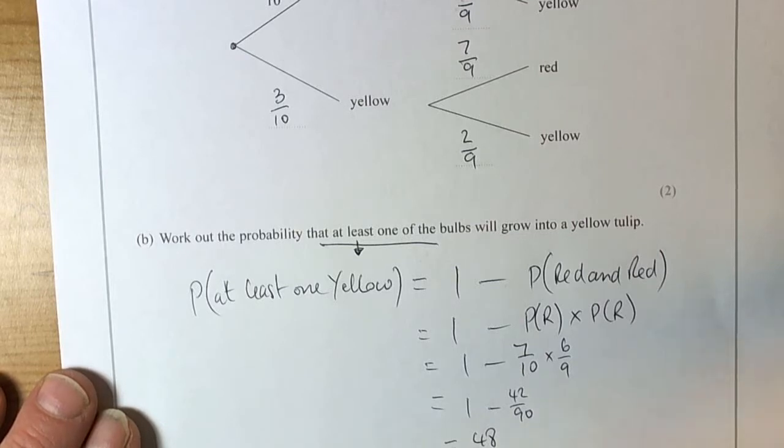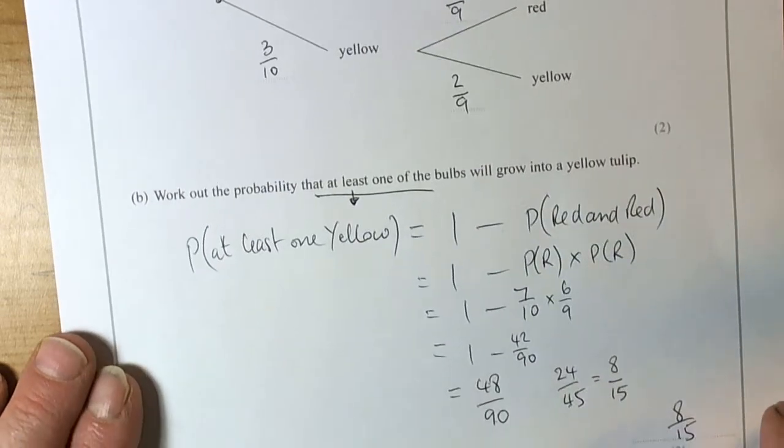You could leave your answer like that for a probability question, but we're good mathematicians, so we should be cancelling down. So that's the same as 24 45ths, as we halve those two numbers because they both divide by 2. But then we recognise that both of these will divide by 3. So 24 divided by 3 is 8, and 45 divided by 3 is 15. So our final answer here, 8/15.